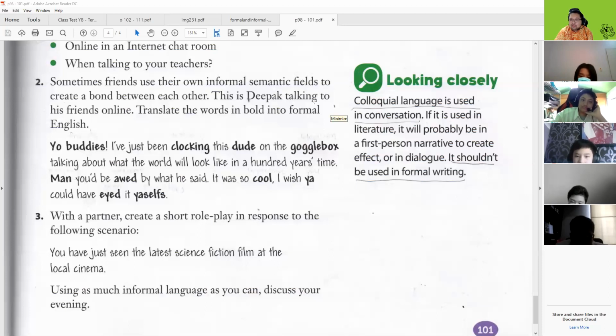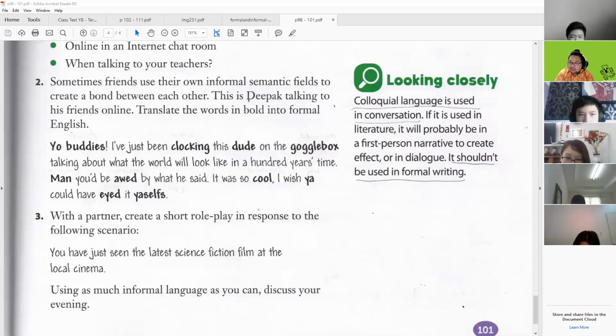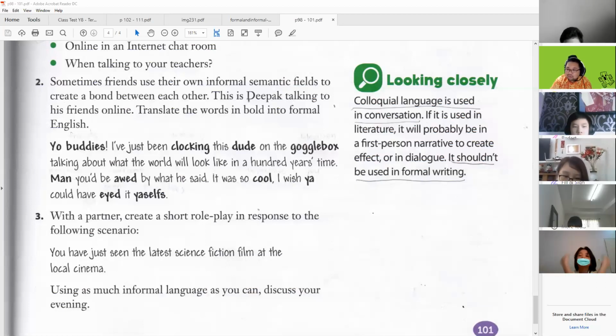For colloquial language, we know it as slang. Now, is selfie a slang? What do you think? Yes, I'm pretty sure it's slang. So slang is a word that we use in spoken language, and usually it is informal.